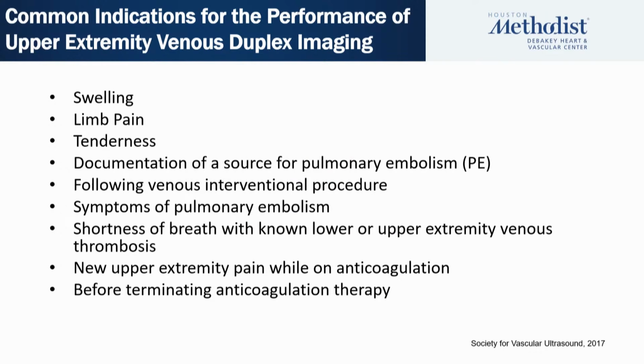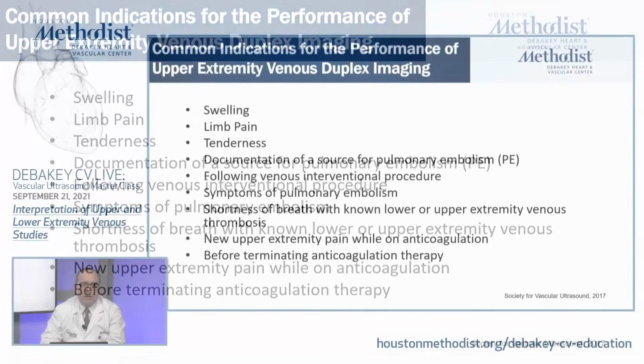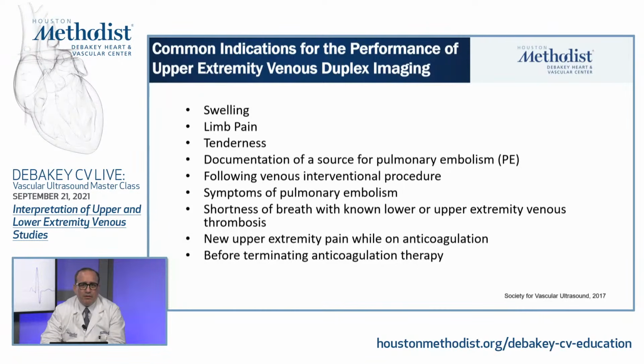Common indications for the performance of upper extremity venous duplex imaging include limb swelling, limb pain, and tenderness, oftentimes to document a source of a pulmonary embolus, and other studies such as upper extremity vein mapping for the creation of arteriovenous access in hemodialysis patients.